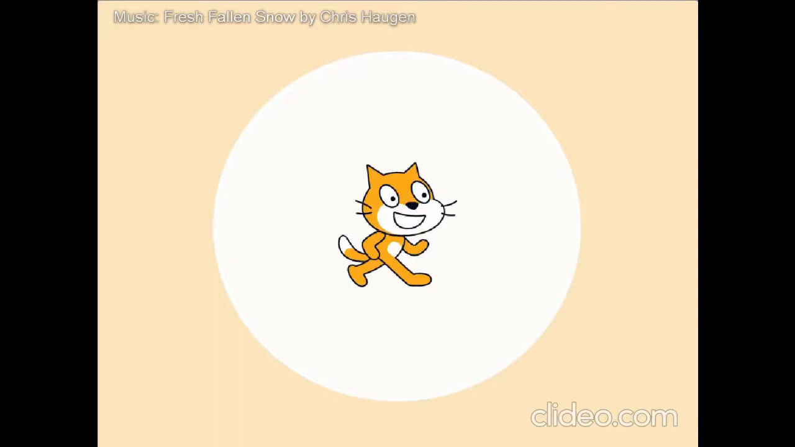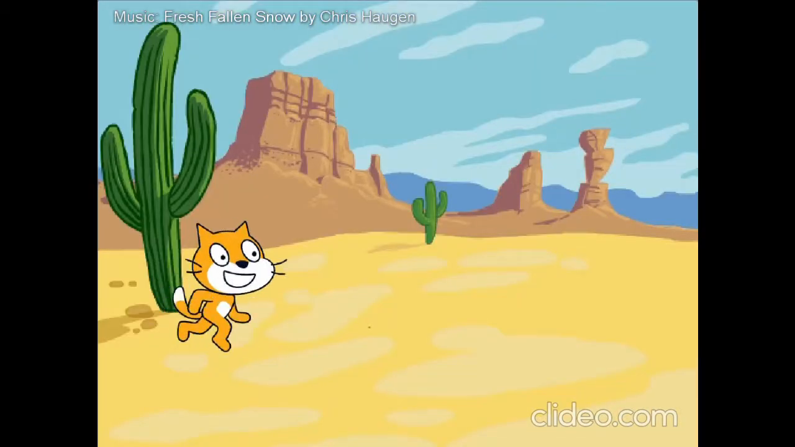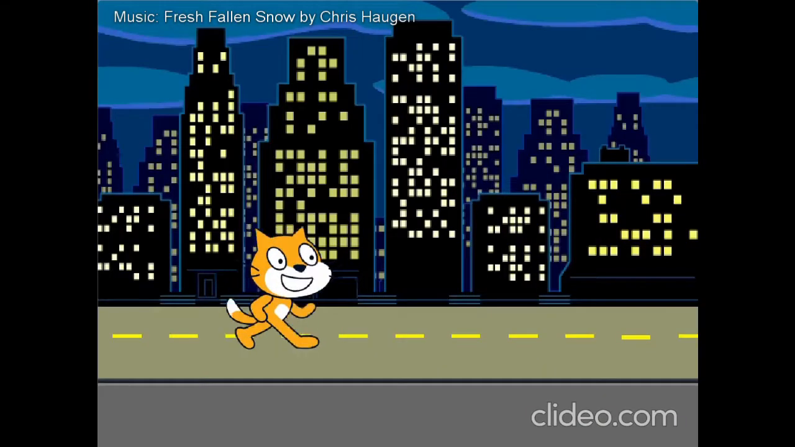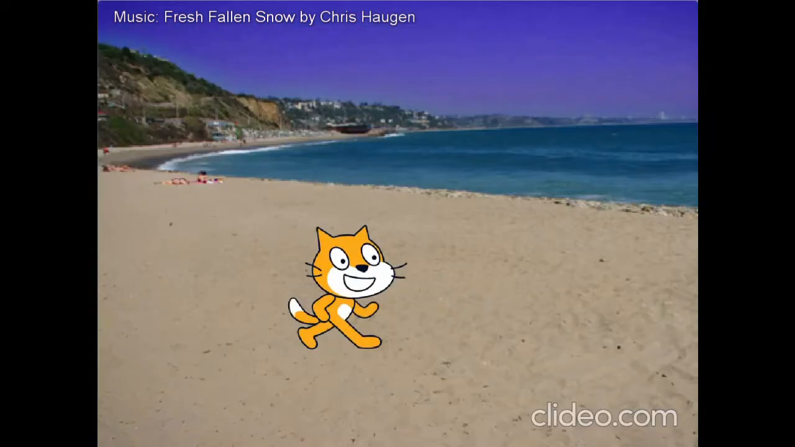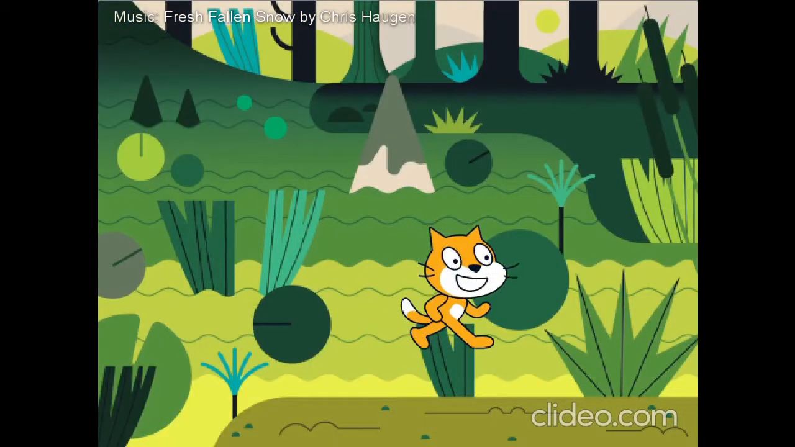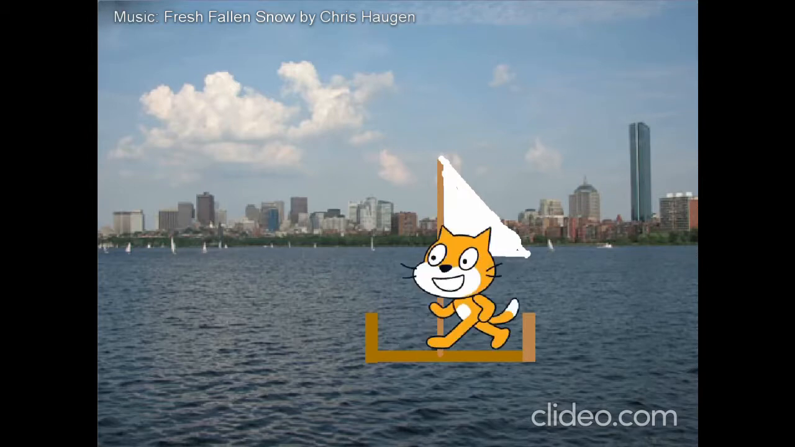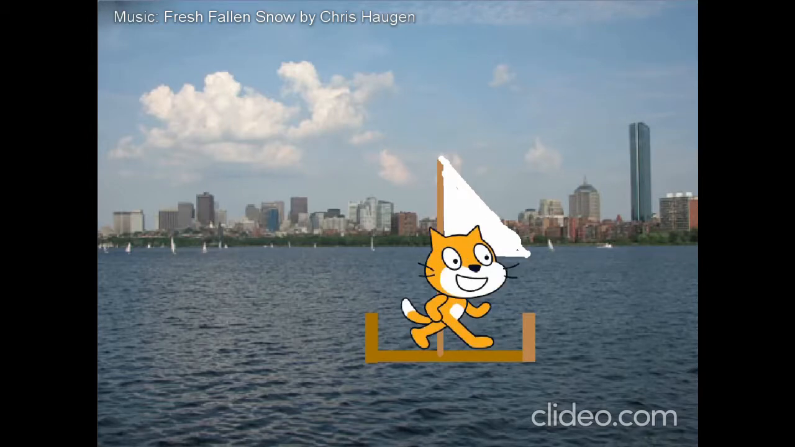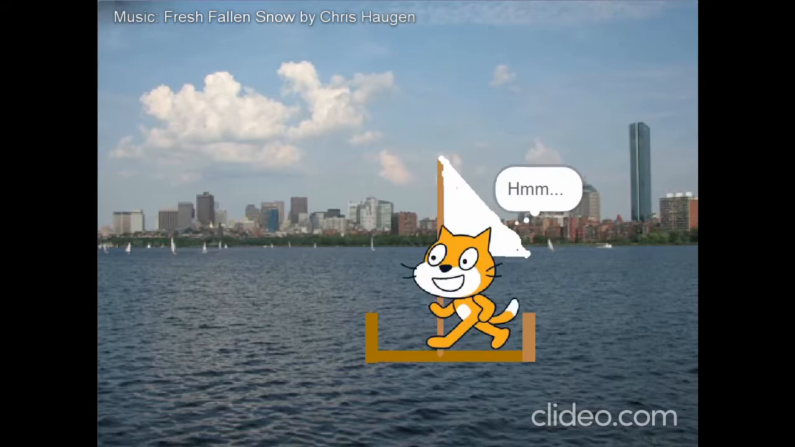This is Scratch. Scratch goes on a 100-day trip across the world. He goes to a desert, to a city, to a beach, and even to a jungle. And there's one thing he notices about his surroundings. The ground is basically flat. But even though he's seen the world to be flat, is that really the case?